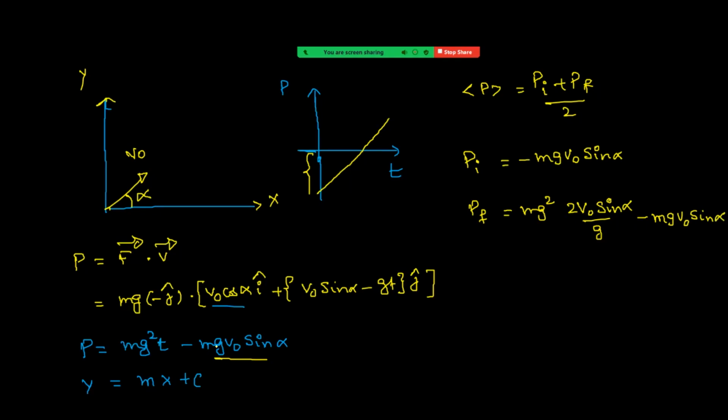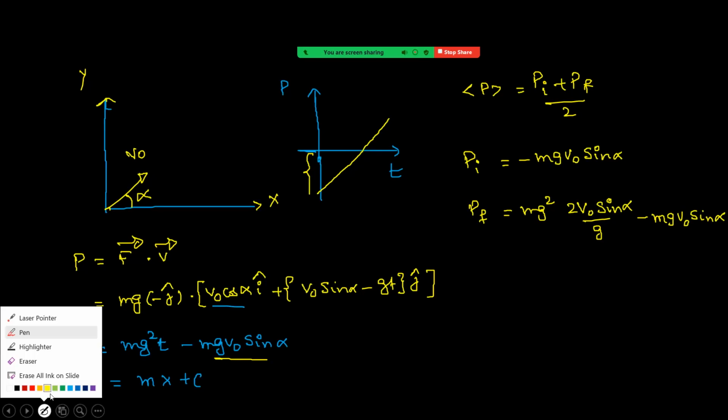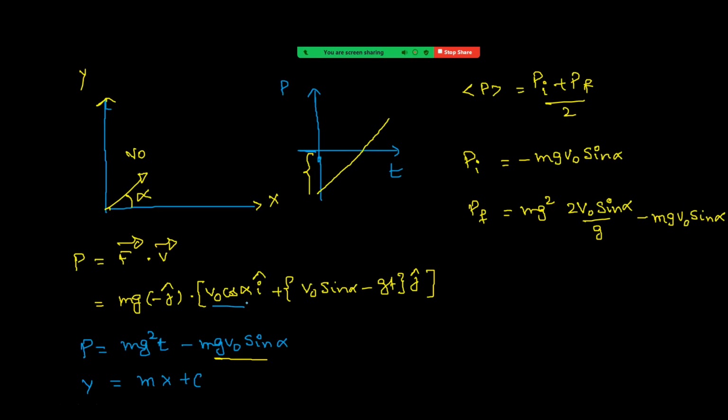Now see what we get. Final value: one g gets cancelled. 2mg v naught sin alpha minus mg v naught sin alpha is equal to mg v naught sin alpha.